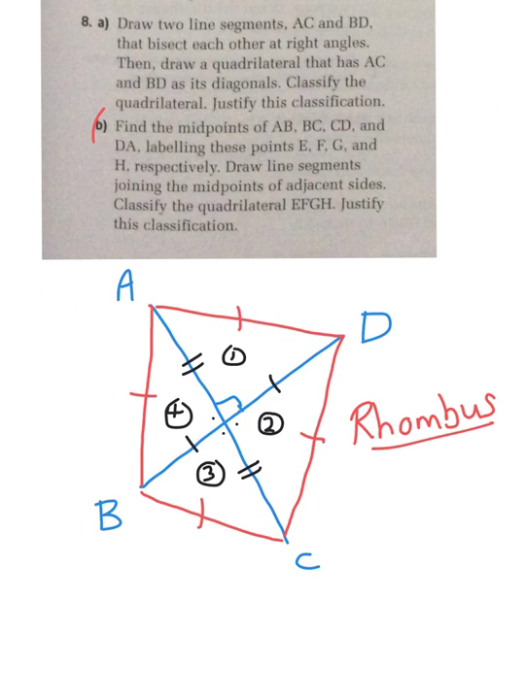Part B here, and maybe you could do this on your own. Find the midpoints of A, B, C, D, and label these points, and respectively draw line segments, join the midpoints, classify the quadrilateral E, F, G, H.